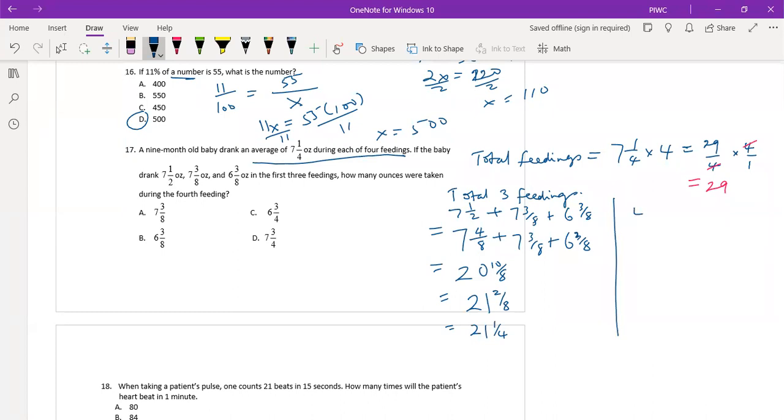Okay. So what will be the 4th feeding? For the 4th feeding, I have to subtract from the total, which is 29, minus the 21 1/4.